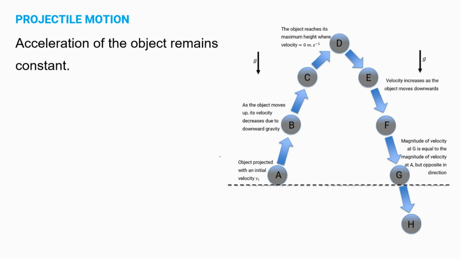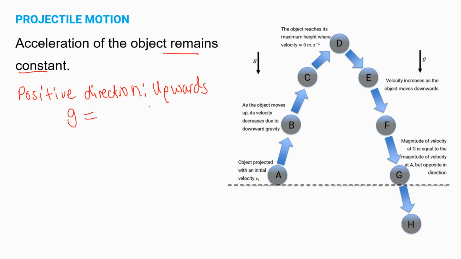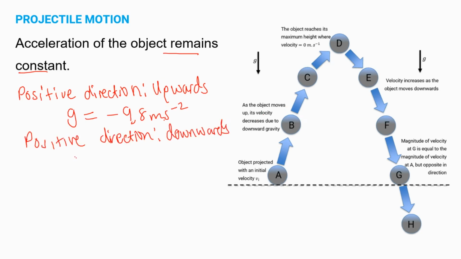Let's discuss projectile motion in detail. You have to know that the acceleration of the object remains constant throughout the whole motion of the projectile. If you choose upwards as the positive direction, then your g, acceleration due to gravity, will be negative 9.8 meters per square second. And if you choose downwards as the positive direction, then your g will be positive 9.8 meters per square second.